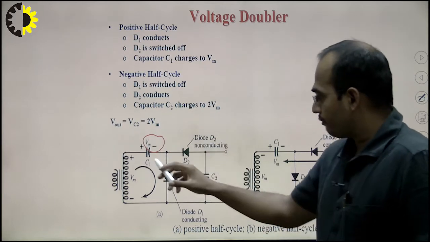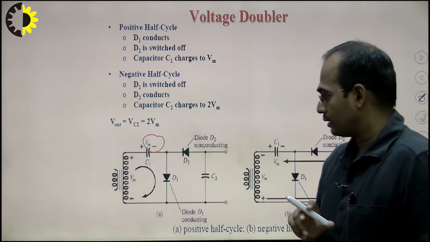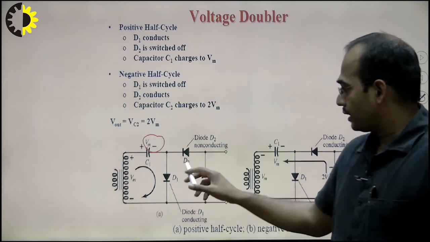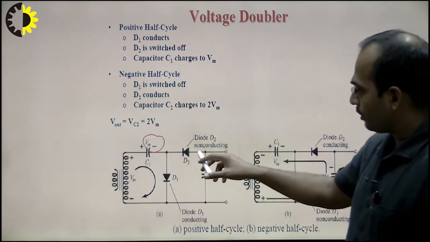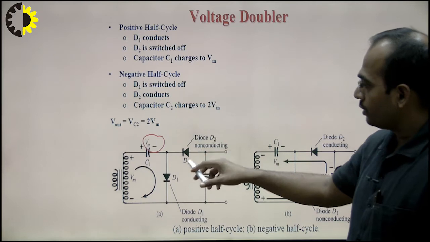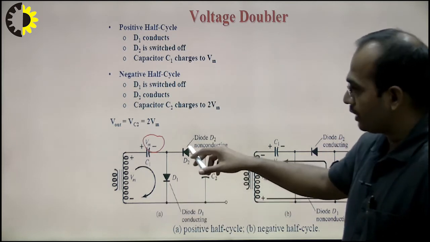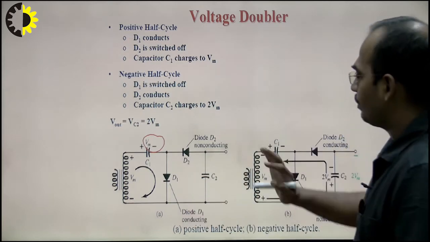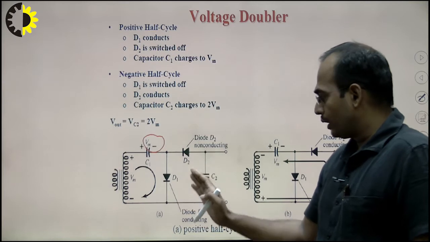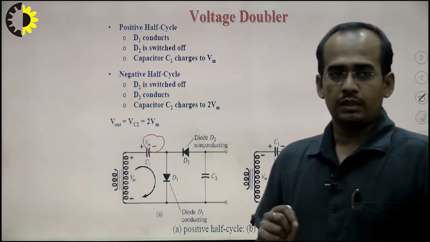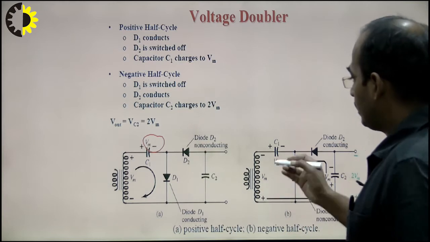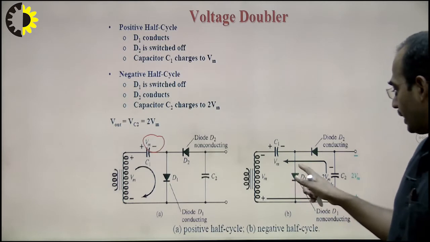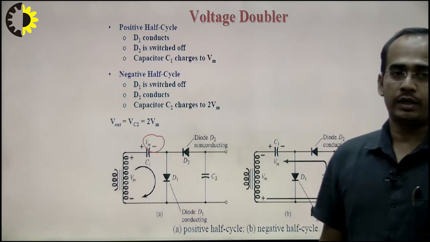For the next half cycle, diode D2 will not conduct. Why will it not conduct? Because you can see that this positive terminal is connected to the negative terminal of the diode, or the P side of the diode is connected to the negative terminal of the battery, which makes this diode reverse biased. So only diode D1 will conduct and diode D2 will not conduct. For the next half cycle, diode D1 will not conduct and diode D2 will conduct.